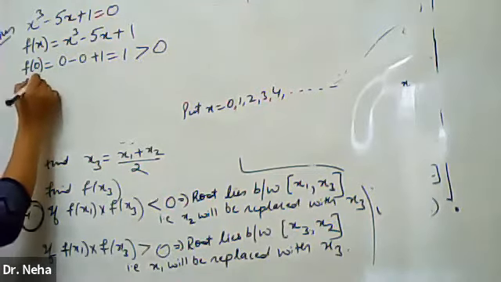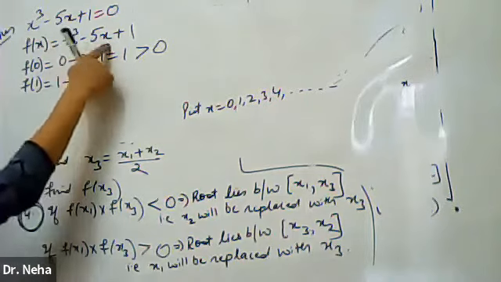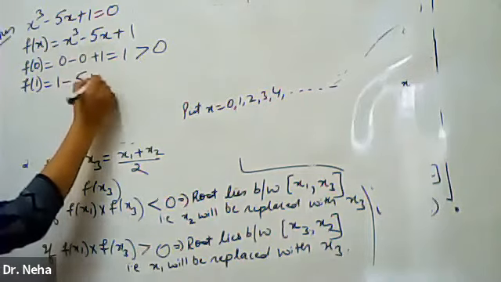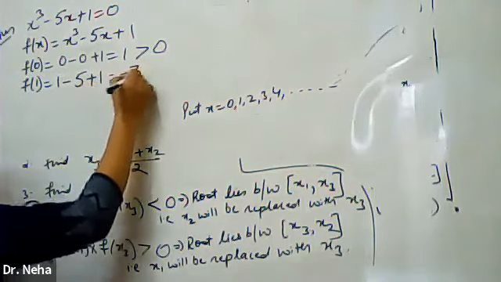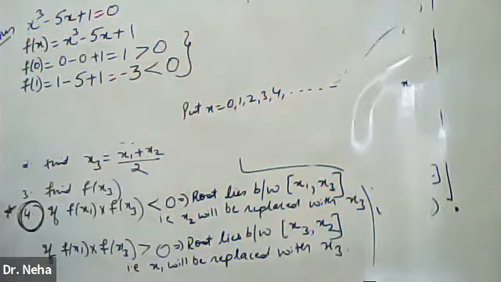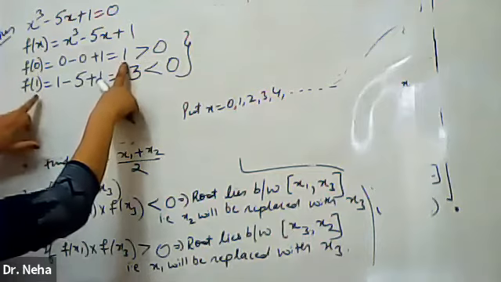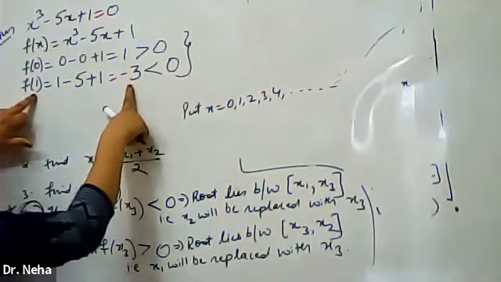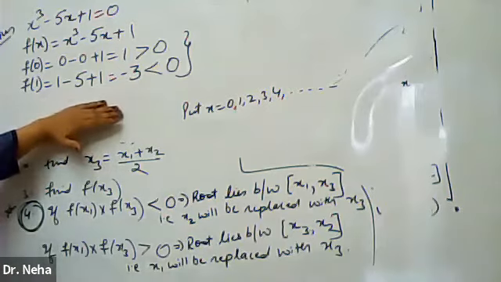Now let's put x equal to 1. 1 cube is 1, minus 5 into 1, that is minus 5, plus 1. 1 plus 1 is 2. 2 minus 5 is minus 3, which is negative. See, the sign changes. Here the value of the function is positive and here the value of the function is negative. So we will stop here. I hope it is clear to everyone.